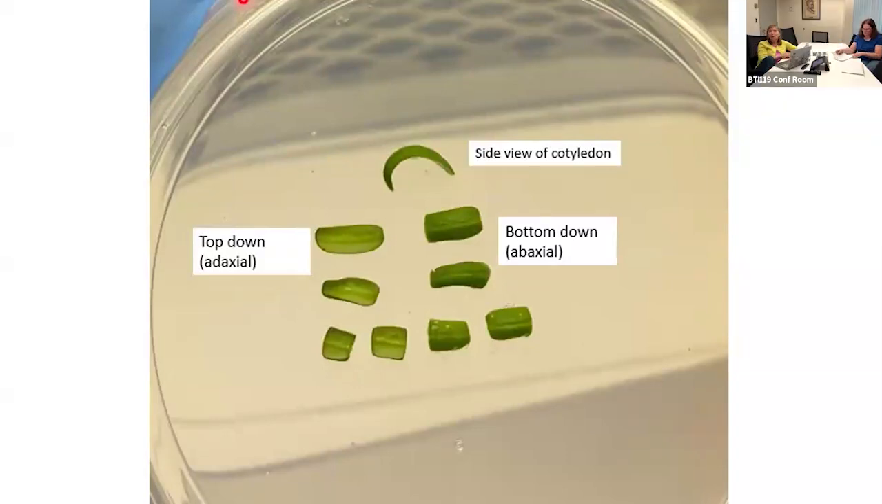Leaves do work, I haven't done it, but I think there are protocols out there that use leaves. And the only reason we don't do leaves is because we're doing so many different genotypes, and it's such a volume. The cotyledon system works better for us because then we don't have to maintain plants and culture.